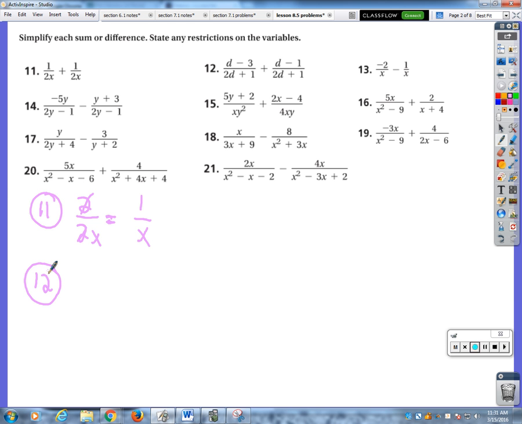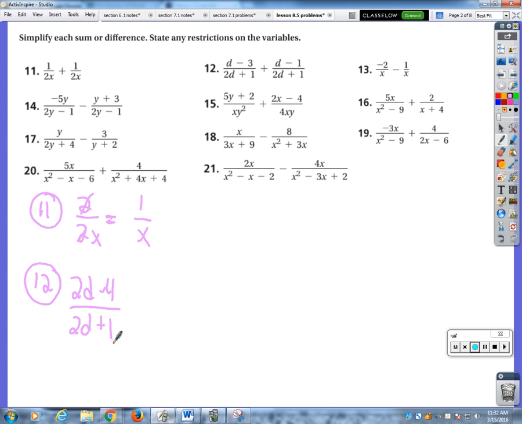Number 12 should be simple in the same way because I already have a common denominator. So all I need to do is combine like terms on top. So d plus d is 2d, not d squared. You're adding them, so it's just 2d's. Negative 3 plus negative 1 is negative 4. And then that's over the denominator that we already had, which is 2d plus 1.